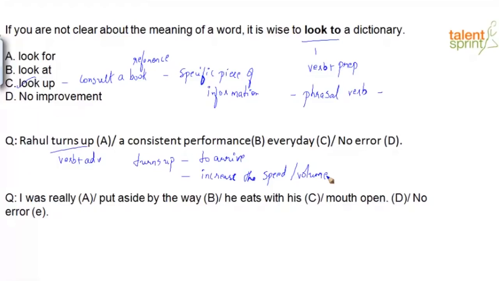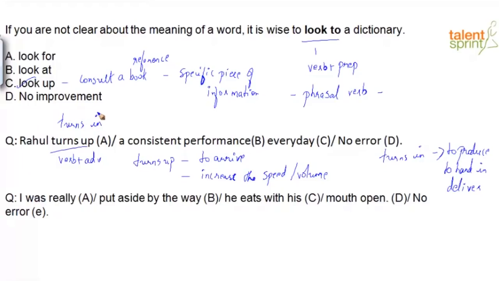Somebody actually gave out the meaning earlier: turns in. So when you use turns in, which means what? To produce or to hand in or to deliver, right? And that's the right phrasal verb in the context. Rahul turns in, which means he delivers, he produces a consistent performance every day. He hands in a consistent performance every day. Turns in is the right phrasal verb to replace turns up.